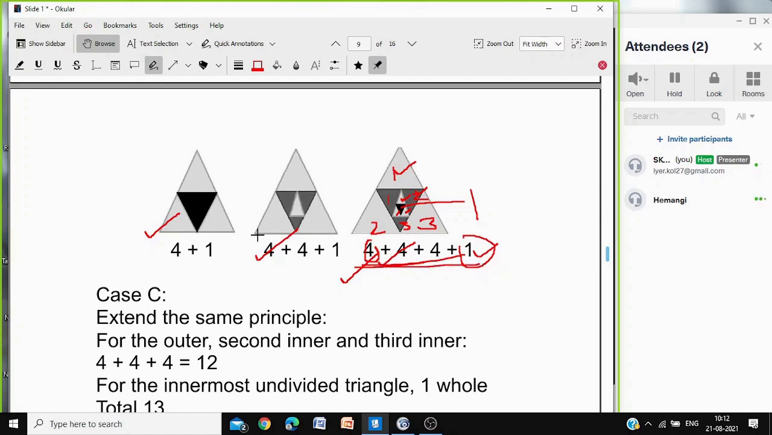Yes, sir. So every triangle that is divided will be 4 and the triangle which is undivided will be 1. The innermost black triangle undivided will be 1 and the other three triangles will be 4, 4, 4 each. So even if you get an infinite number, even if you get 10 triangles like this, one within the other, for the first 9 you add 4, 4, 4, 4, 4 and the last one which is not divided will be 1. Now you know the principle.